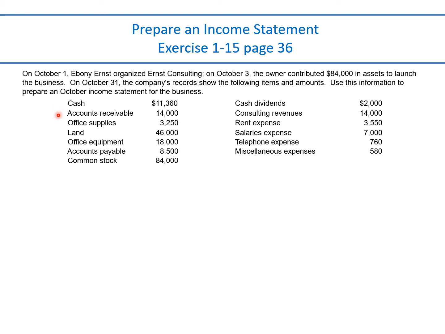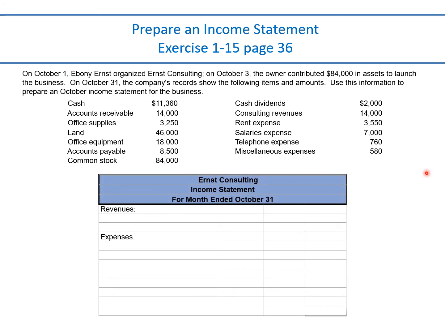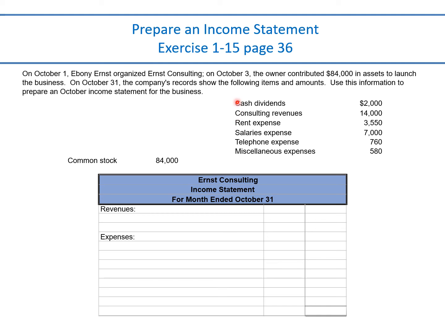So cash, accounts receivable, office supplies, land, office equipment, those are all asset accounts, and we don't need those for purposes of preparing an income statement. So those can go away. The accounts payable account is a liability, and we also don't need liabilities to prepare our income statement, so we can get rid of that as well. And then common stock and cash dividends are equity accounts, which are also not needed to prepare the income statement. So let's get rid of those as well. What we're left with is revenue and expense accounts, which is exactly what we need.